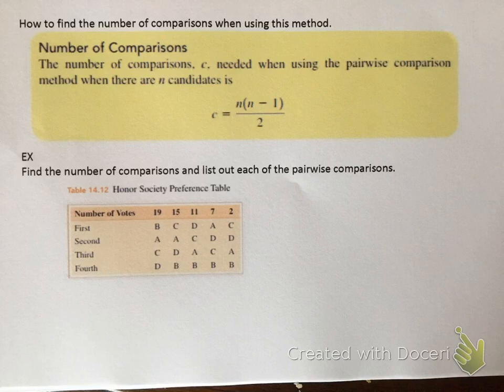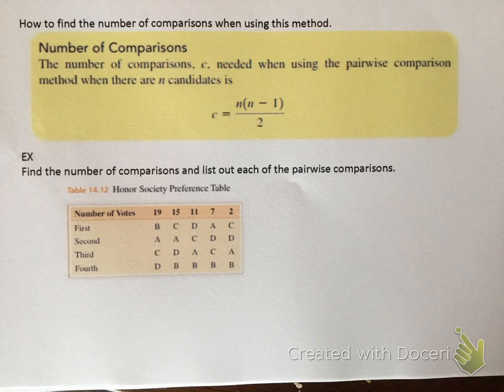So here's something nifty because right now we only have 3 candidates that we were looking at, Tiger, Giraffe, and Kangaroo. You know, what happens if you have more? Well, there's a formula, and the formula says the number of comparisons equals n times n minus 1 over 2. N stands for the number of candidates. If you have a preference table, it's very easy to figure out what n is.